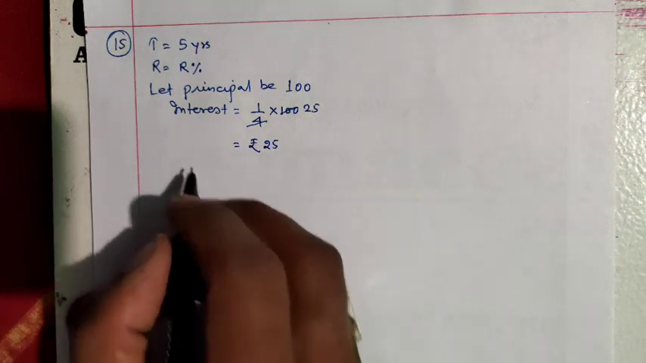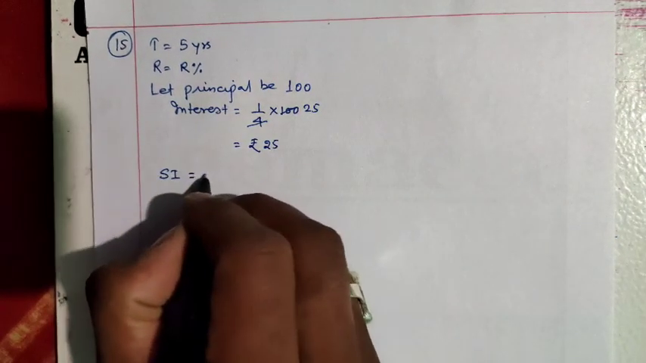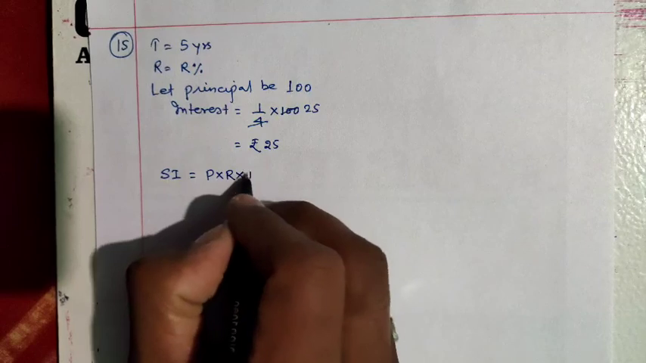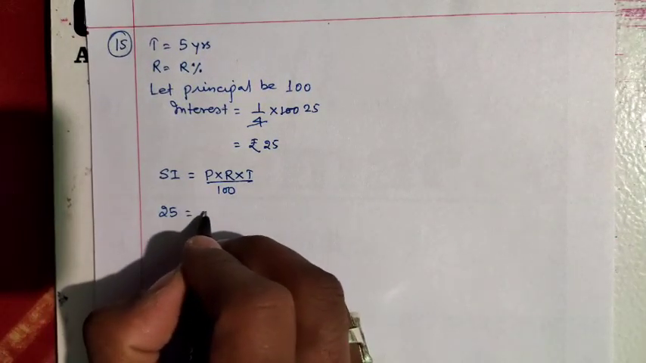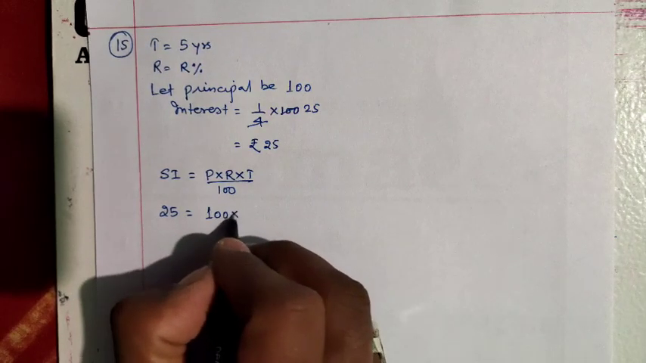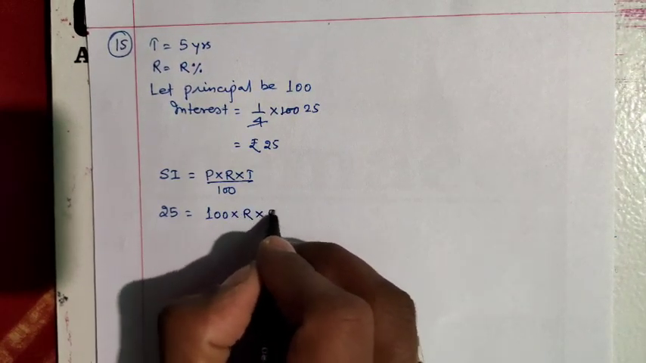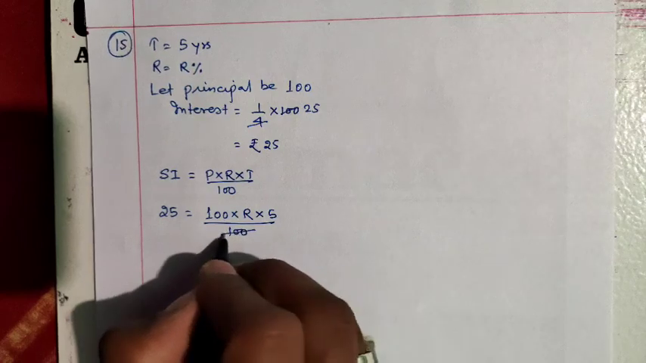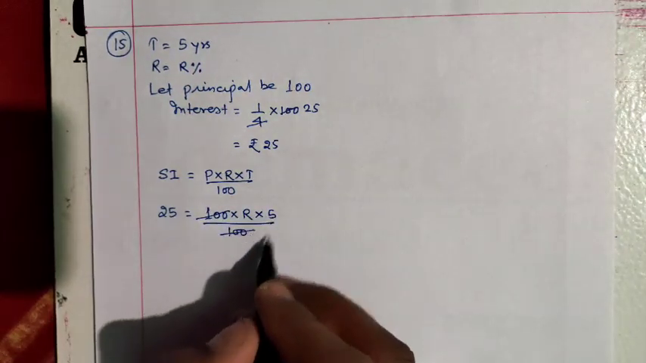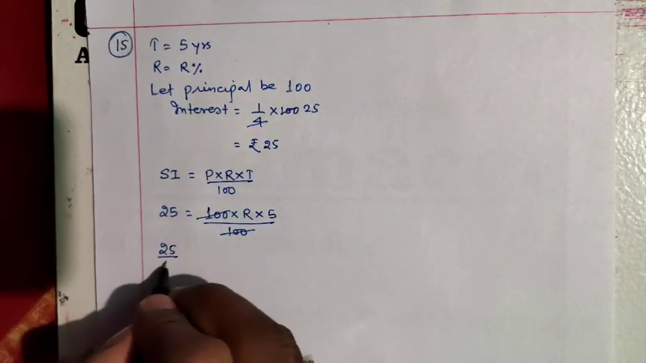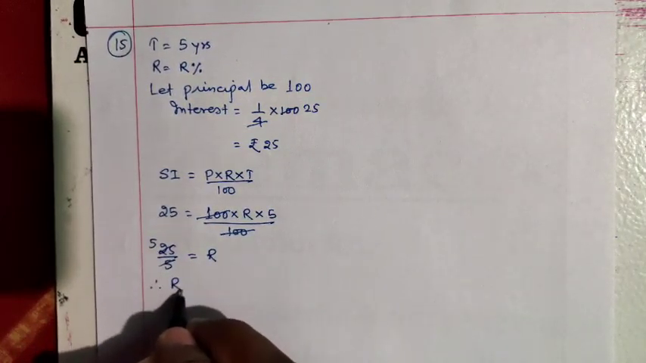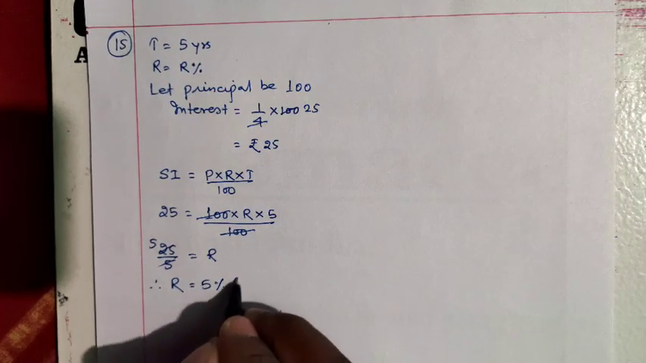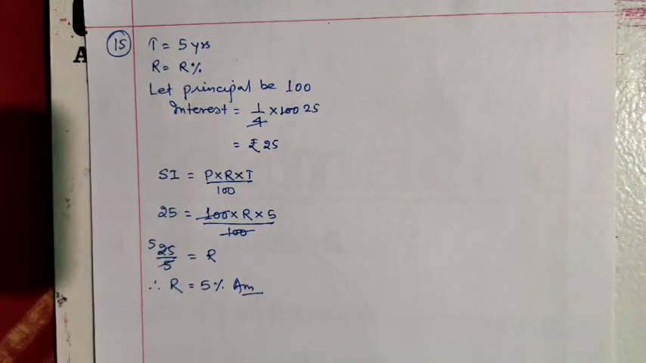Question is saying find the value of R. We will use the formula SI is equal to P into R into T by 100. The value of SI is 25. The value of principal we have taken 100. Rate we have to find. Time is given 5 years, divided by 100. 100 cancel. This 5 is in multiplication, when it comes this side, it will be in division, is equal to R. 5 fives are 25. Therefore, rate of interest is equal to 5%. This will be our answer. Hope that this question is also clear to you all.